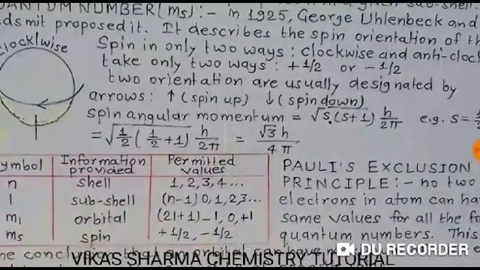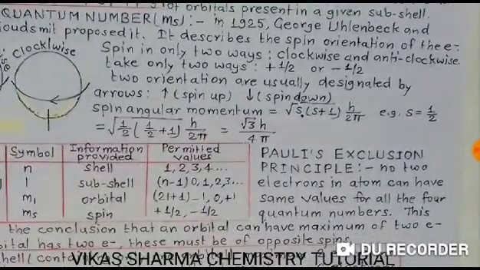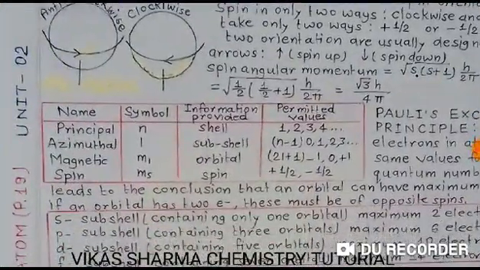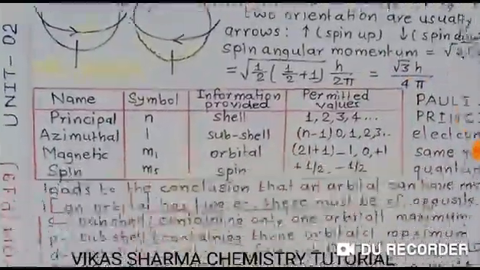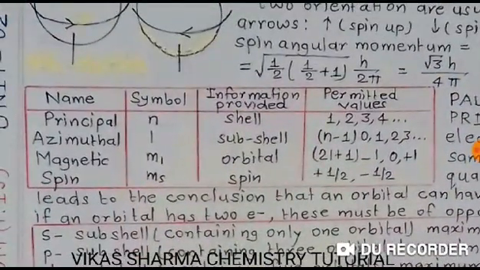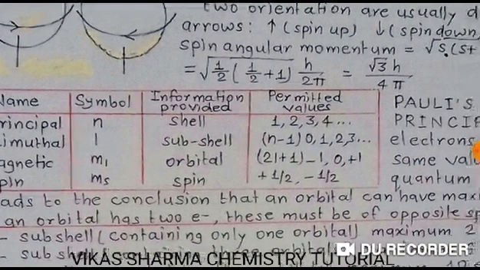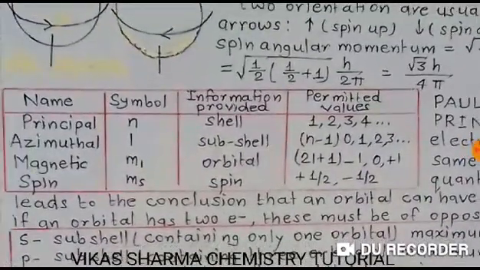So spin angular momentum is given by this formula. So students, there are anti-clockwise and clockwise directions. There are 4 quantum numbers. The principal symbol is n, the azimuthal symbol is small l, the magnetic symbol is ml, and the spin symbol is ms. The information they provide: n shows the shell, l the subshell, ml the orbital, and ms the spin.